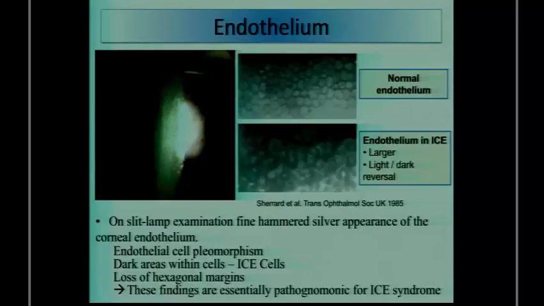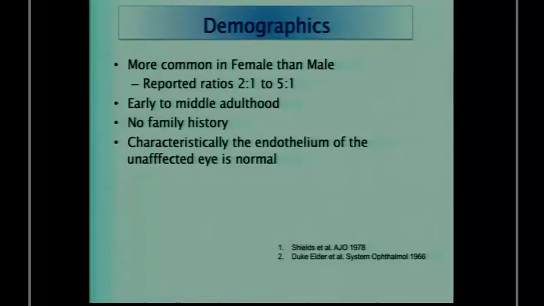You can see them quite nicely here on the specular microscope. It's more common in females compared to males. Often the patients don't have any family history, and characteristically the endothelium in the other eye is completely normal. There may be some sort of viral etiology related to that.